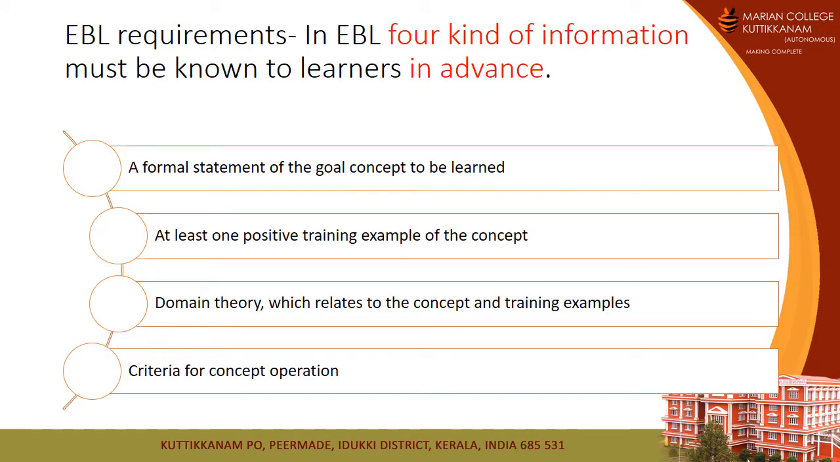The four basic requirements, the kind of information that must be known to the learner in advance for explanation-based learning, are: a formal statement of the goal concept to be learned, at least one positive training example of the concept, third, the domain theory which relates to the concept and training examples, and the last one is the criteria for operationality.